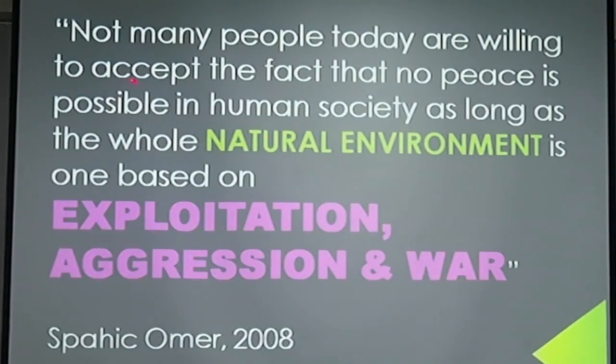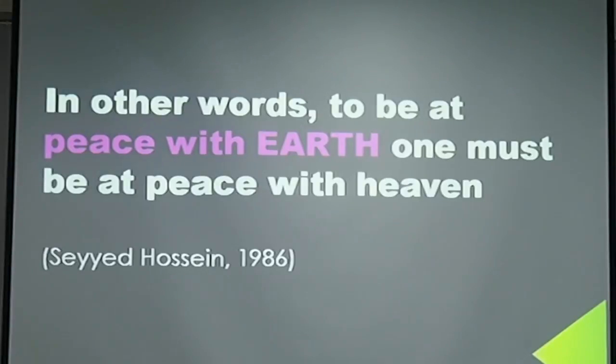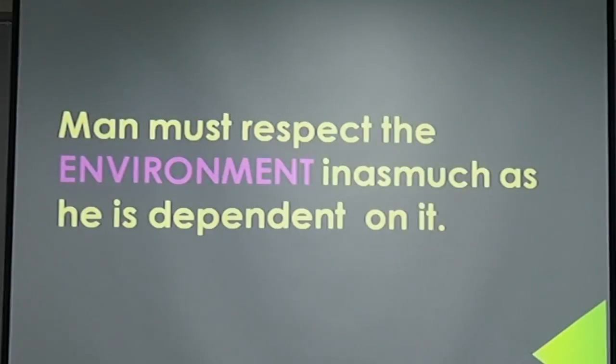Not many people today are willing to accept the fact that no peace is visible in human society as long as the natural environment is based on exploitation, aggression and war. That is reflected in the environment, so we can't find peace in the world, in our environment, in our state. On the other hand, to be at peace on earth, one must be at peace with heaven. This is a quote from the book Man and the Environment. So we must respect the environment, inasmuch as man is dependent on it.